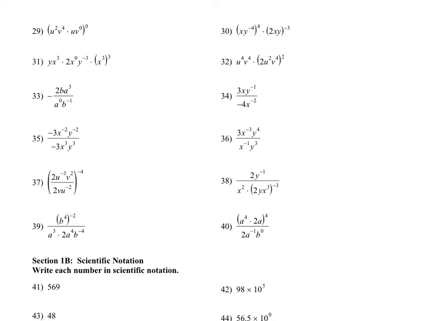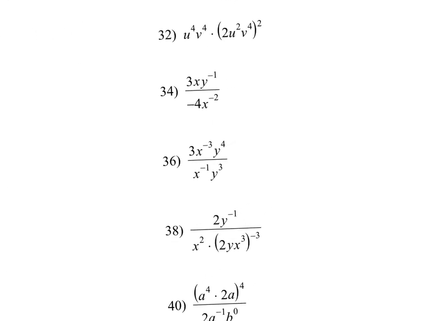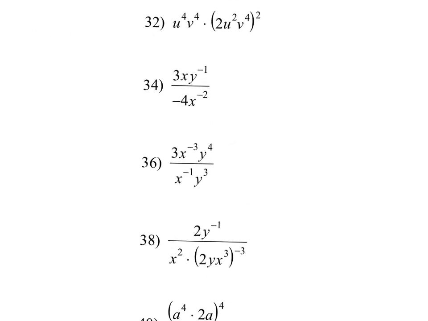We're going to look at number 34 next. So if I focus in on number 34 right here, we're starting out with, on the top of this monomial, 3x y to the negative first, and then on the bottom of the monomial, negative 4x to the negative second. Remember, you cannot have negative exponents.